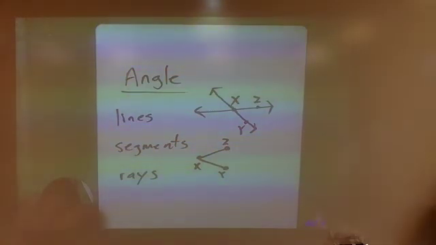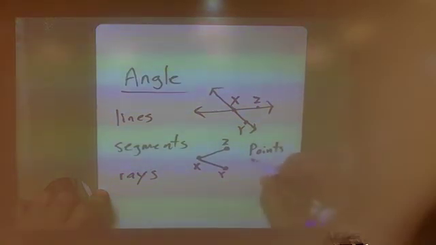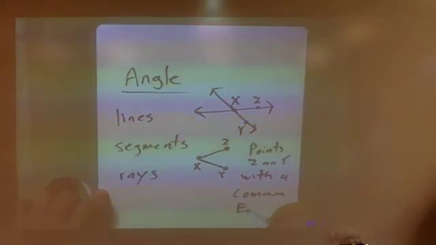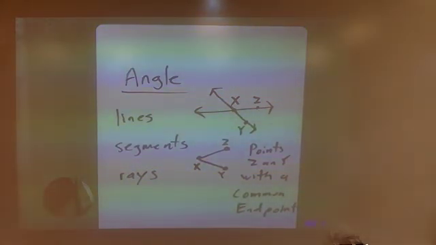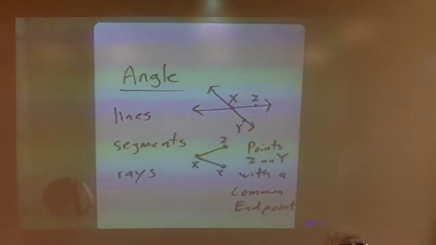So you could say this is points Z and Y with a common endpoint. All right, points X and Y with a common endpoint. That means they're not rays, they're not lines, they're just 3 points that are connected together to form an angle. All right, and then rays.